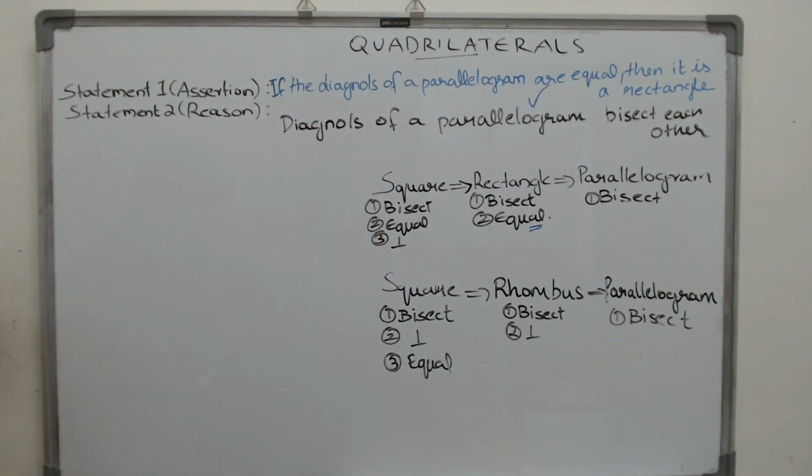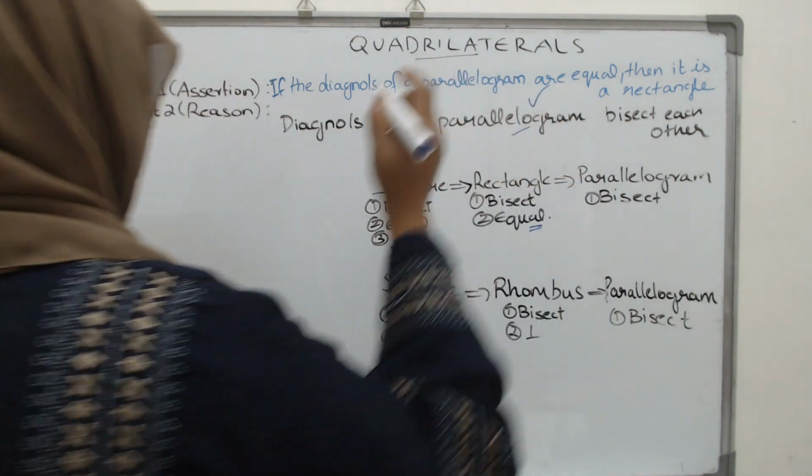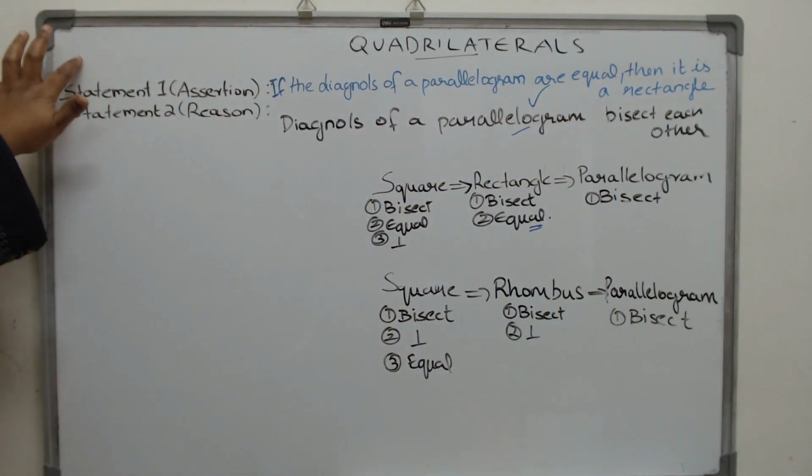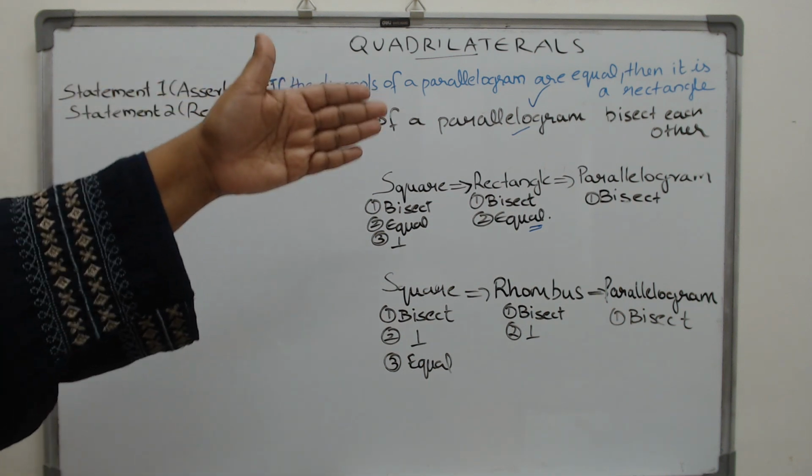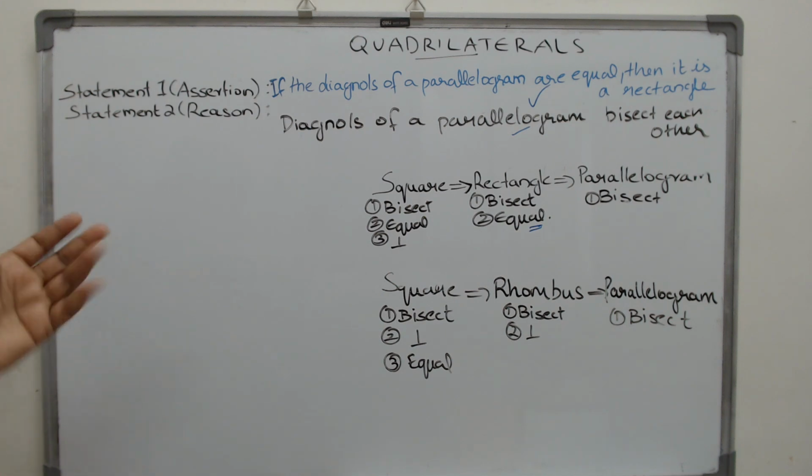What about the second statement? Diagonals of a parallelogram bisect each other? Correct. But then, is this the reason for the first statement? The answer is no. Then what is the reason? For that you have to understand what are the differences in the angles between these three figures. Shall we move on to that?